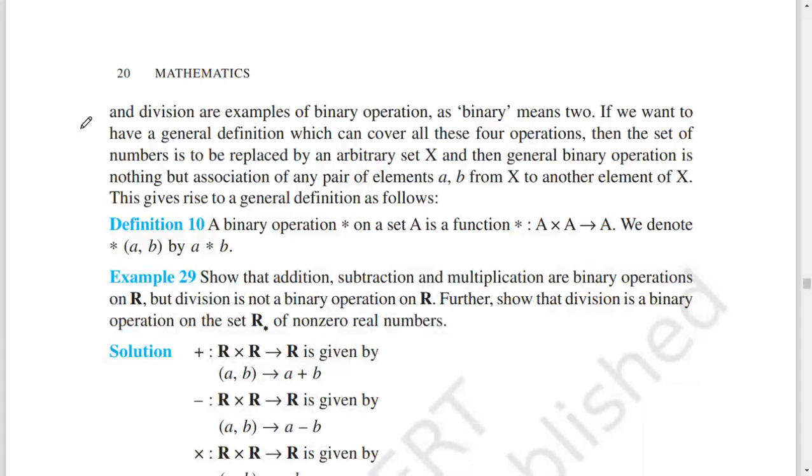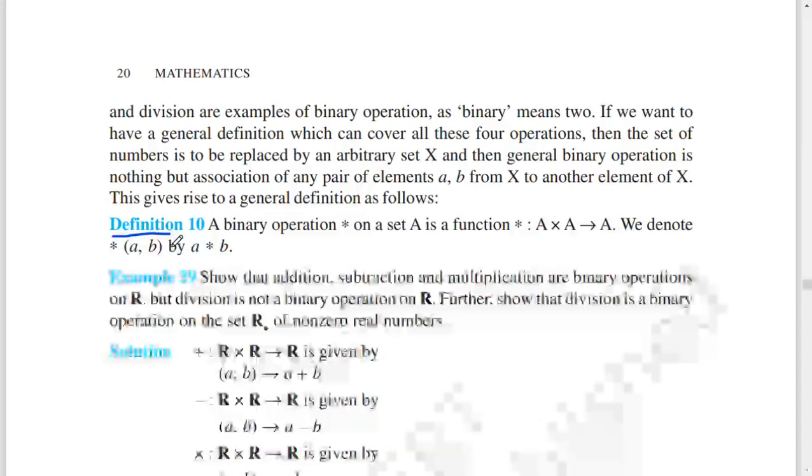This gives rise to a general definition as follows. Definition 10. A binary operation * on a set A is a function *: A × A → A. We denote *(a, b) by a * b.